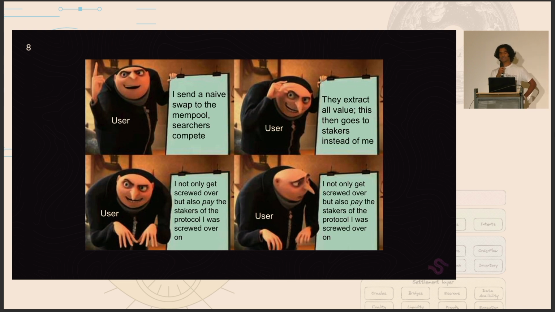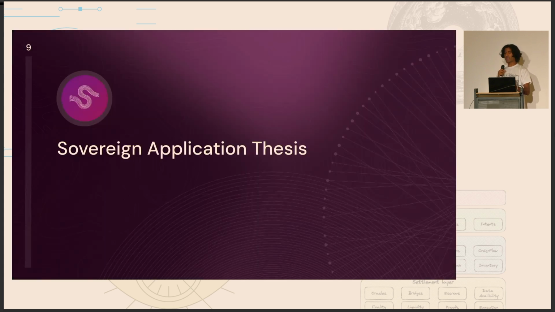But the idea is that the user is paying to use the chain, and they're getting screwed over based on the current dynamics, microstructure, et cetera, of stuff happening on chain. And not only do they get screwed over, but they're actually paying the stakers of the protocol they get screwed over on. So the incentive system's completely misaligned, and that is why I think the end game for application design will be the sovereign application.